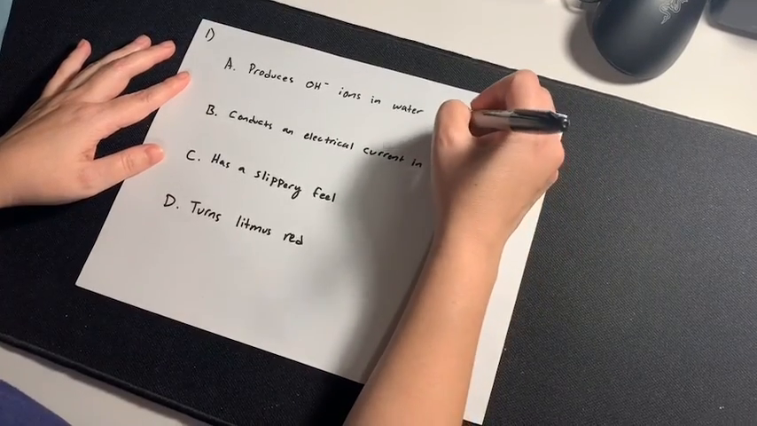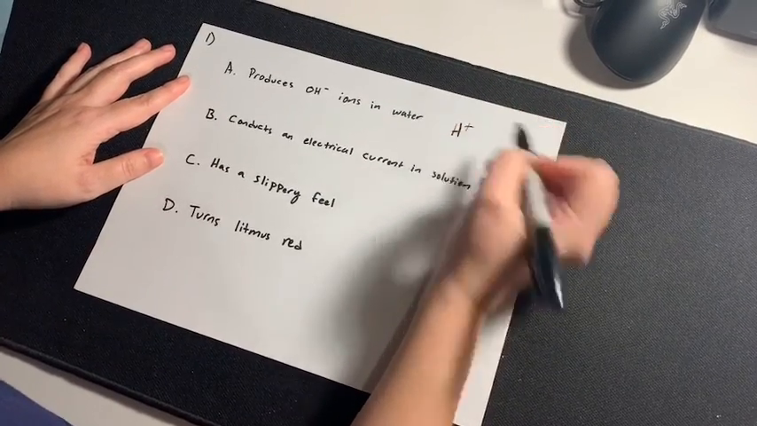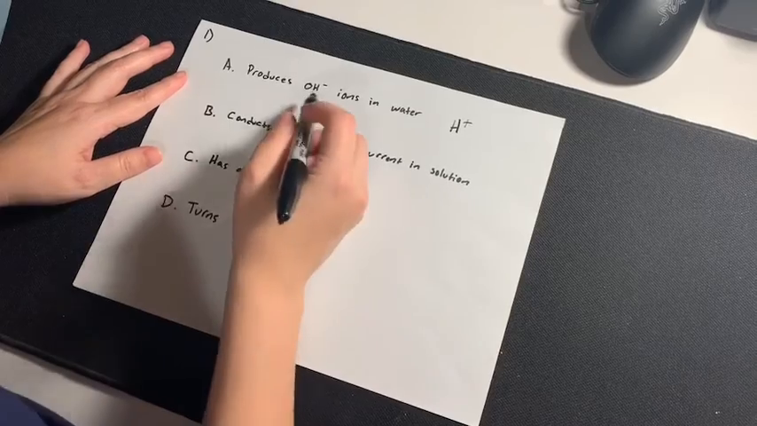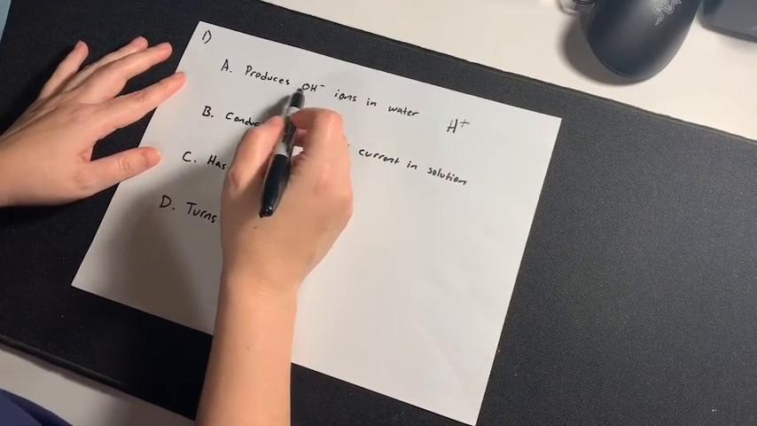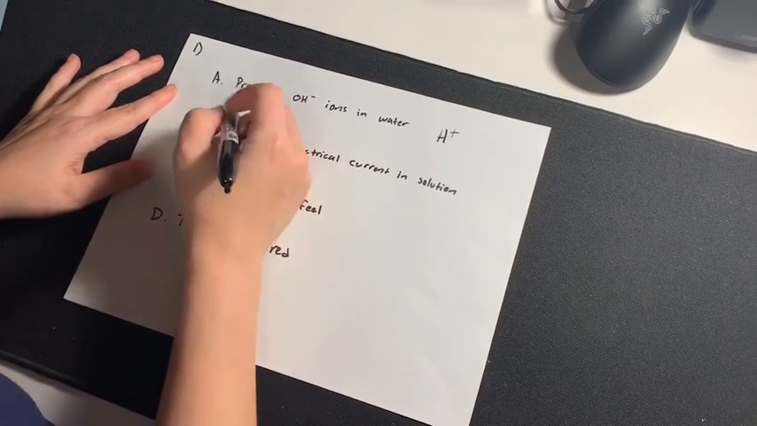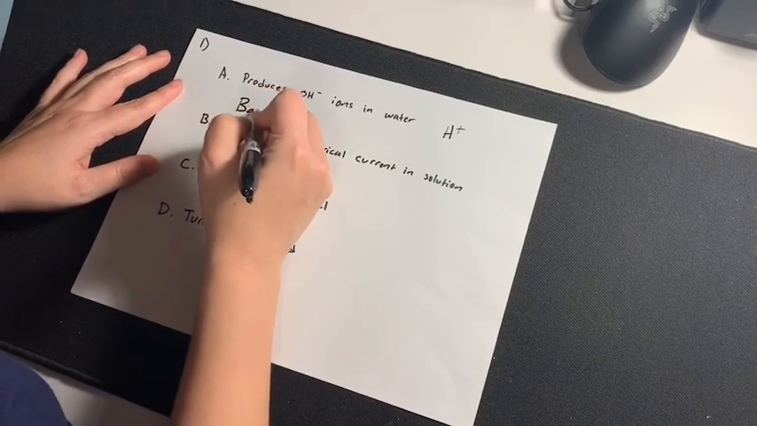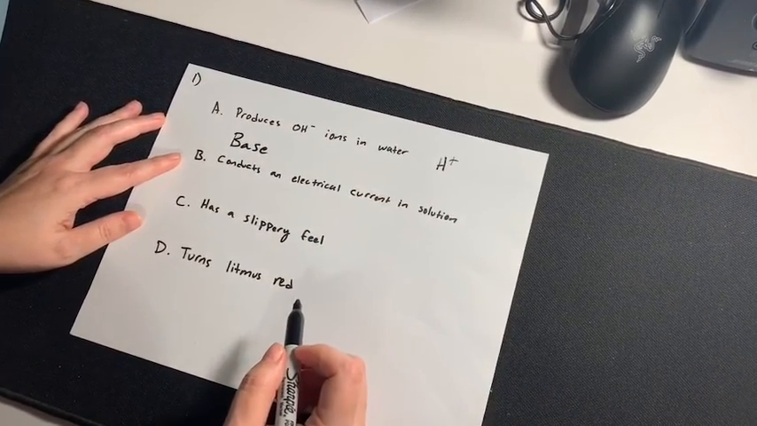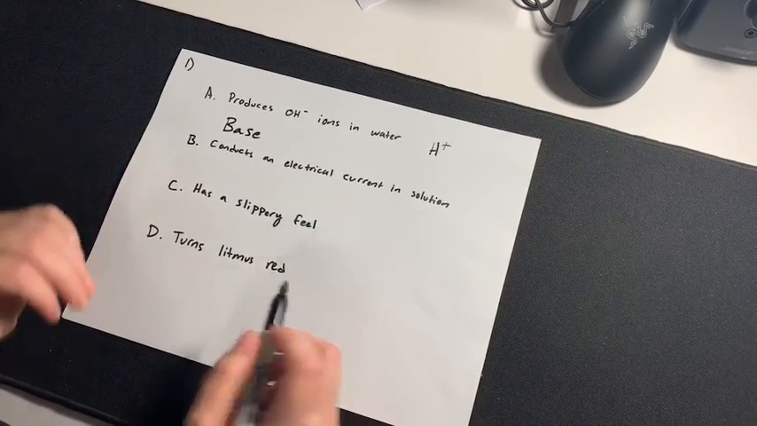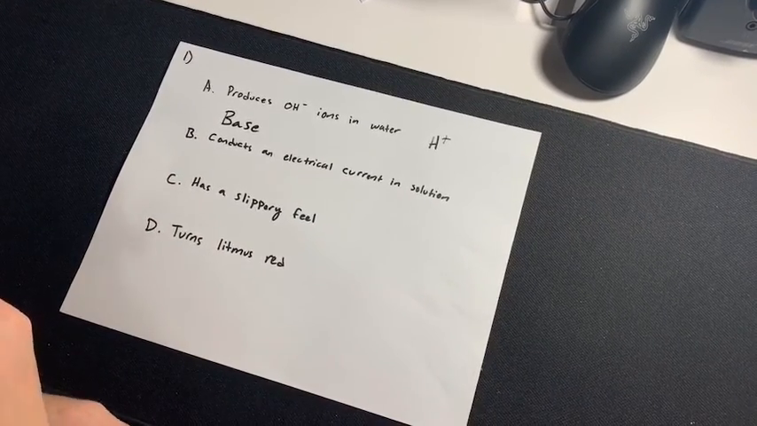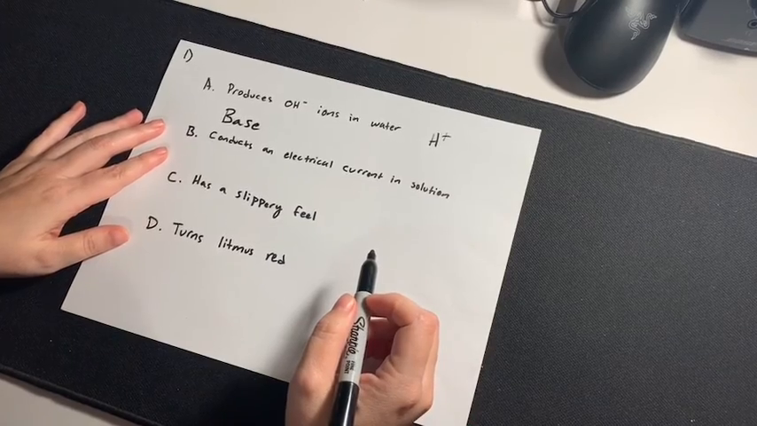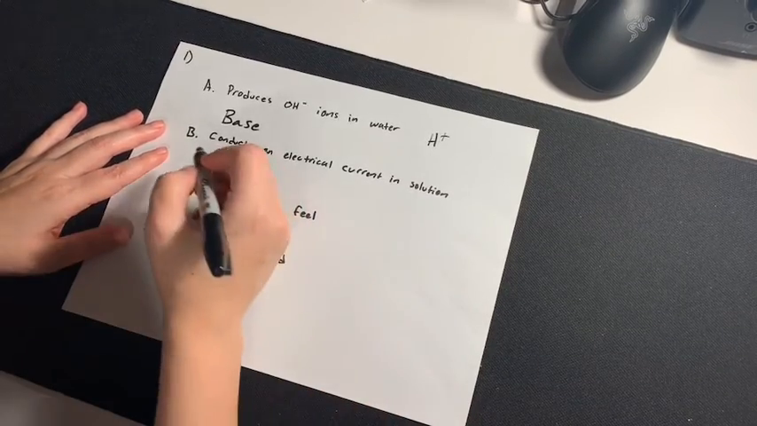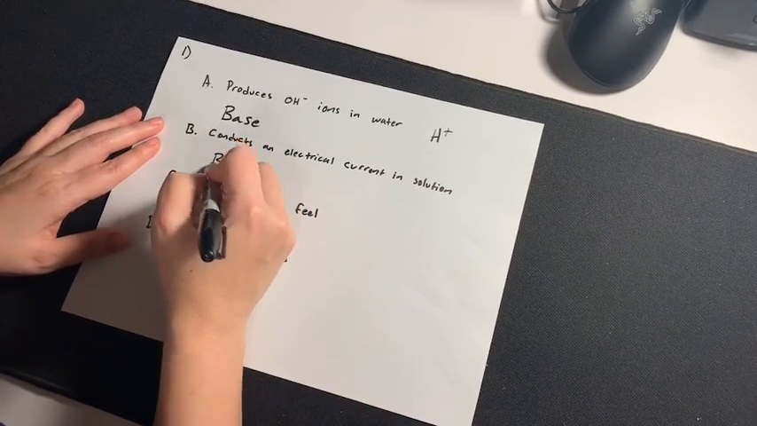And then we also know that the proton is H+, so by process of elimination, we know this is a base. And so then moving on to B, conducts an electrical current in the solution. So that would apply to both an acid and a base. So we'll put both here.